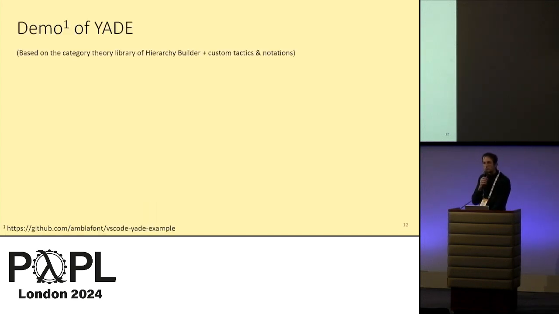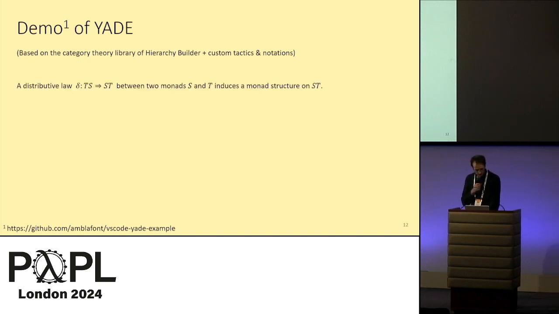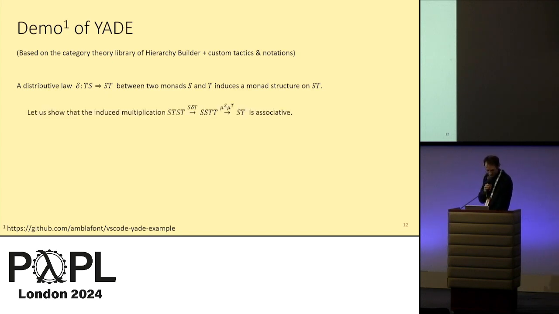Okay, now I'm going to jump to the demo. So this demo is on GitHub. It's based on the category theory library of Hierarchy Builder, and I have also added some tactics and notations on top of that. So what is the example? You all know that a distributive law between two monads induces the monad structure on the composite endofunctor. And we will show in particular that the inverse multiplication defined by this formula is associative.